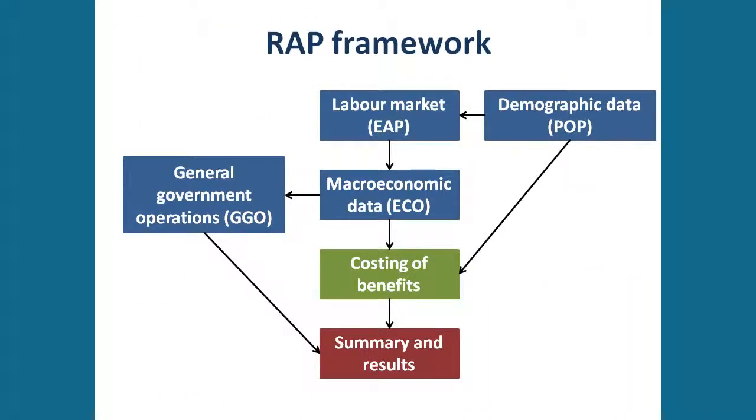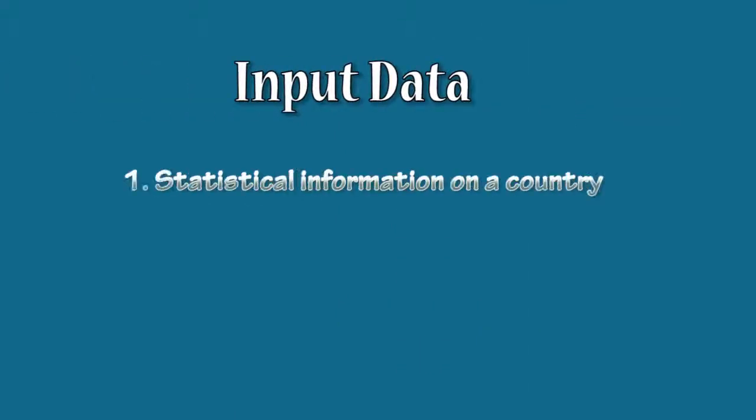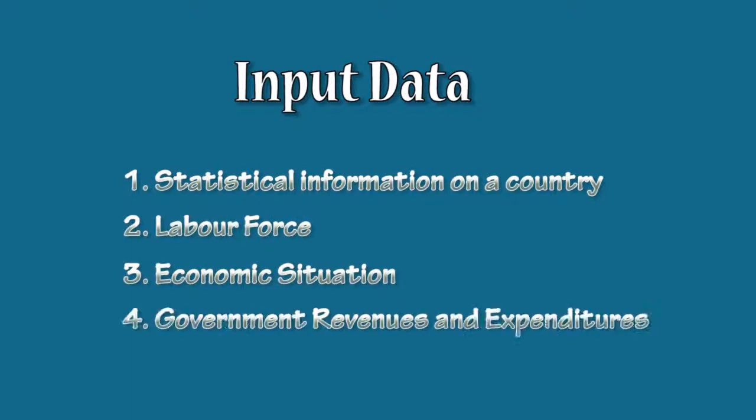For this example, we will refer to the case study of Croatia. The RAP model consists of three parts, denoted by blue, green, and red. Blue represents the input data. Input data contains statistical information about the population of the country, its labor force, economic situation, government revenues, and expenditures. This data needs to be collected by the user and entered into the RAP model before the cost of various social protection floor benefits can be calculated.